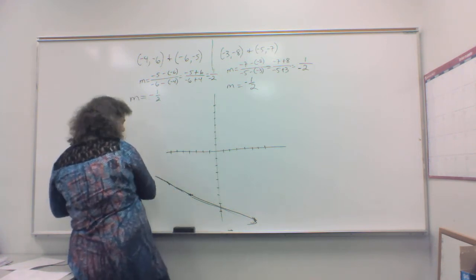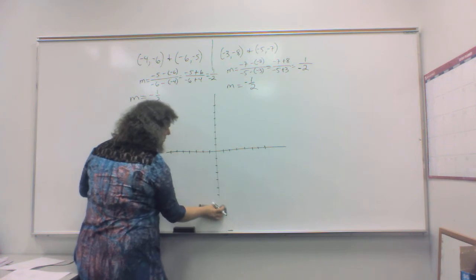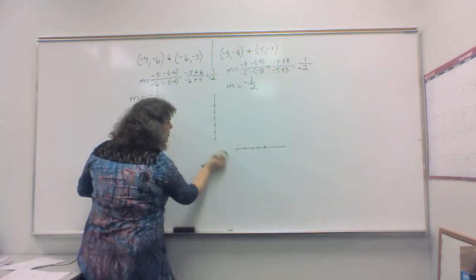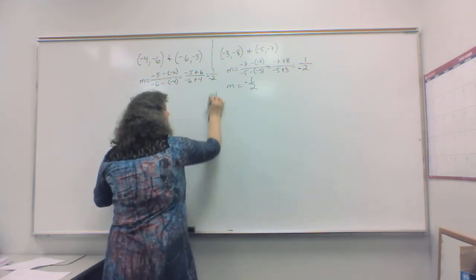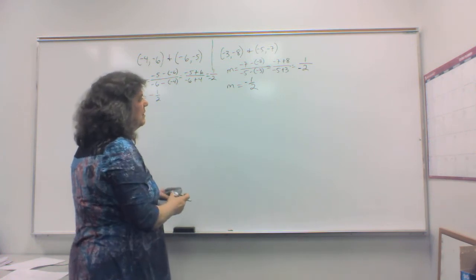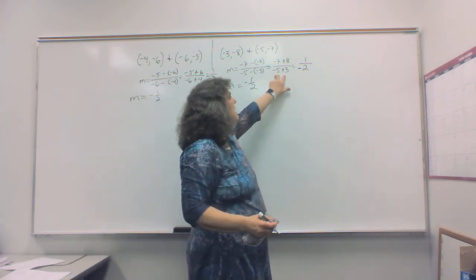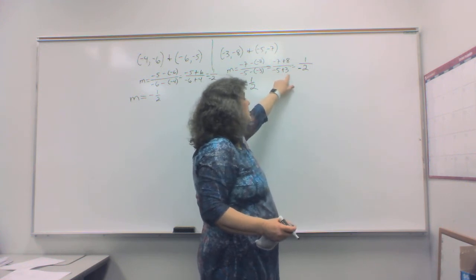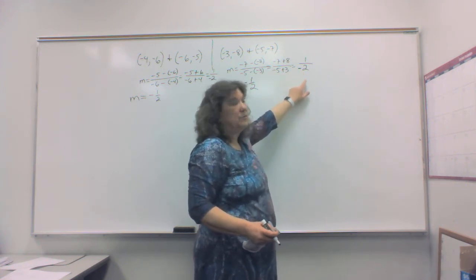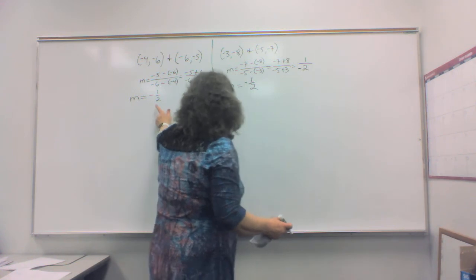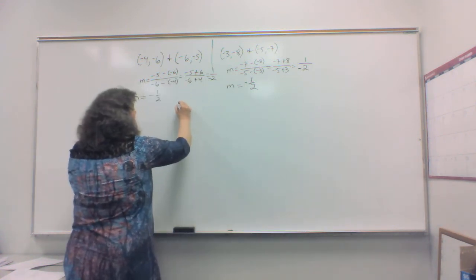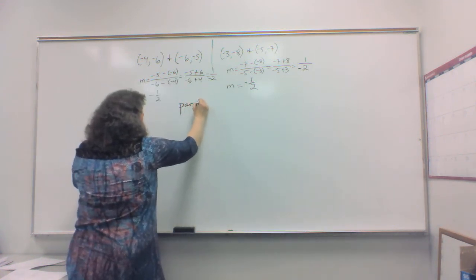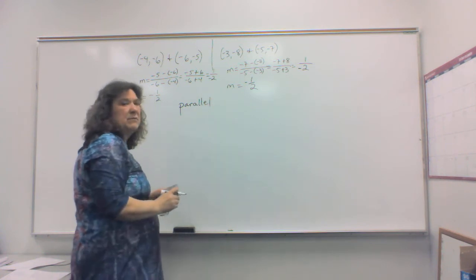And my graph is off because I don't have an accurate graph drawn. But you could do it with a graph too, and you would have seen that they are the same. Do you see my mistake? I said that was a 2 instead of a -2. -5 plus 3 is a -2. And that made a -1/2 and a -1/2. Therefore, these two lines are parallel. Sorry about the mistake, guys.